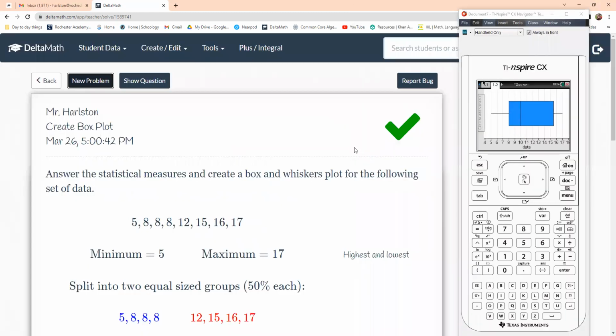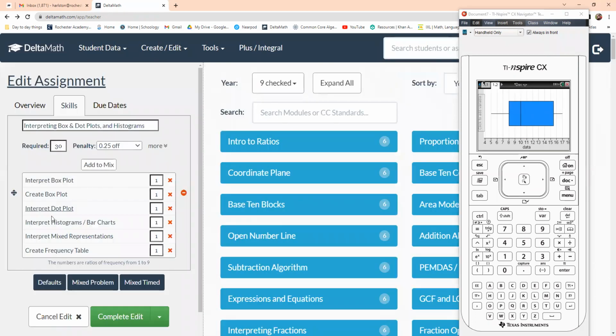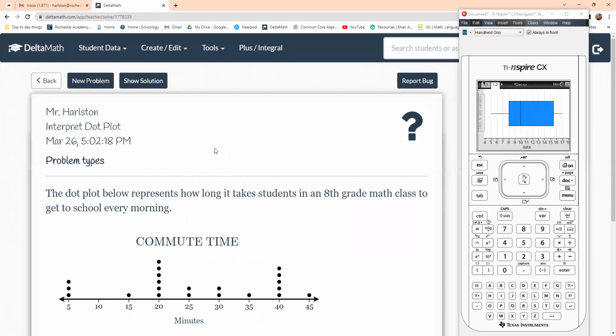Yes, and it's correct. Okay, so you can do it with the calculator. You can do it without the calculator. It doesn't matter. Do whatever you feel more comfortable with. Just get it right. All right, now we're going to interpret dot plots.